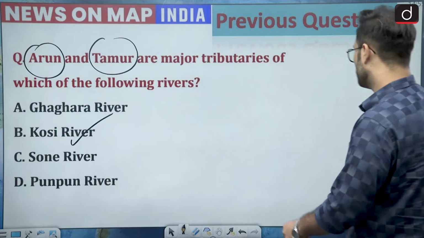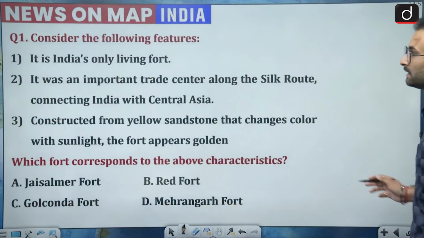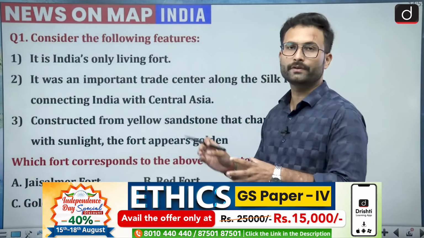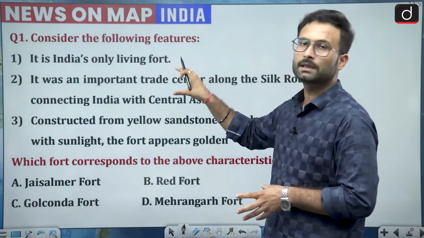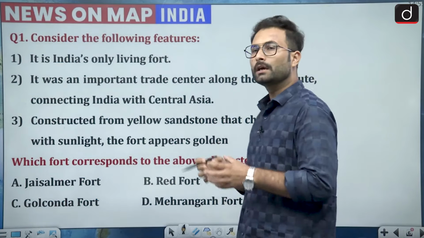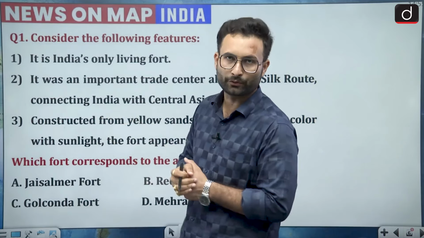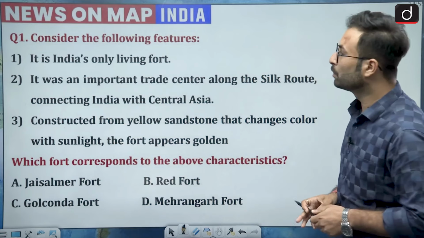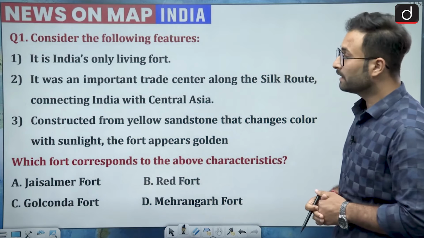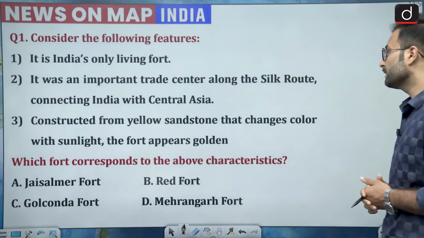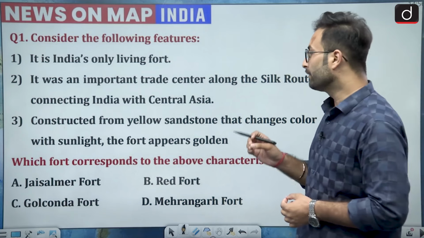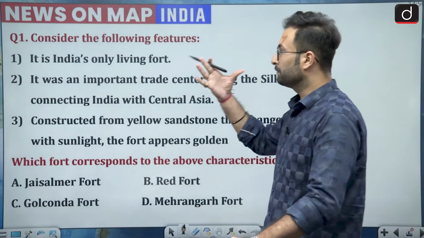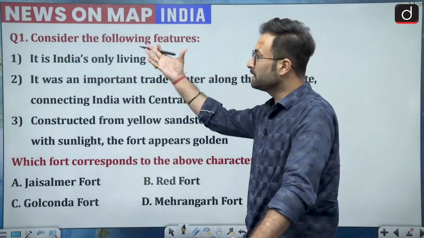Now coming to question number 1 of this particular session. Consider the following features. First is India's only living fort. Living fort means that there are still people living inside this particular fort. Second, it was an important trade center along the Silk Route connecting India with Central Asia. Third, constructed from yellow sandstone that changes color with sunlight, the fort appears golden. Now you have to choose the fort about which these statements are true.